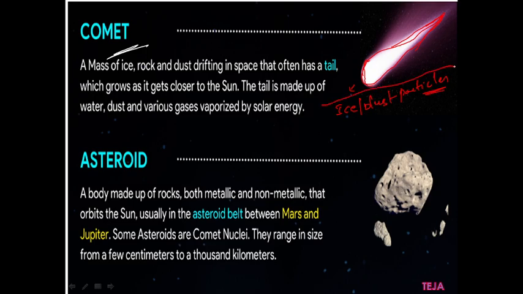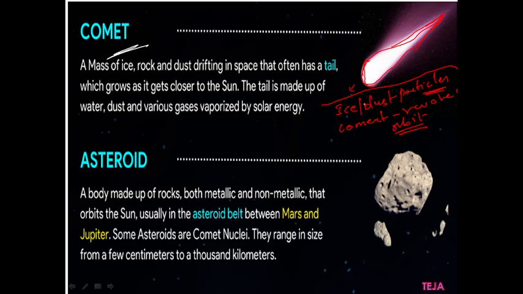And what does this comet do? This comet revolves around the sun. It also has an orbit. This comet is made up of ice and dust particles.